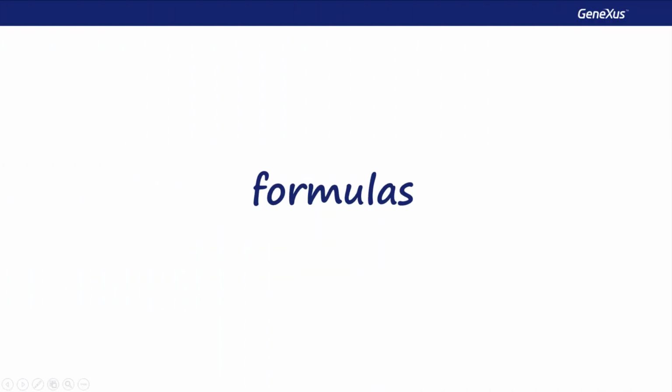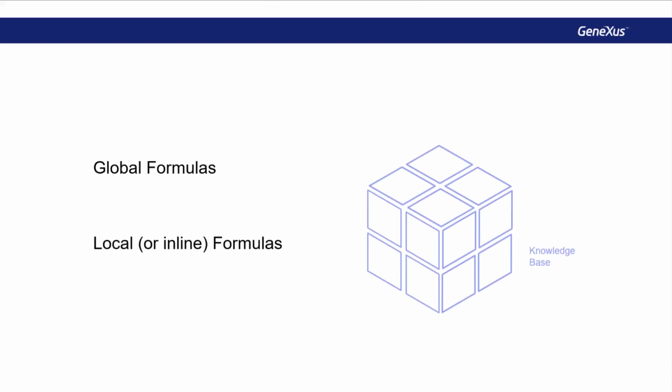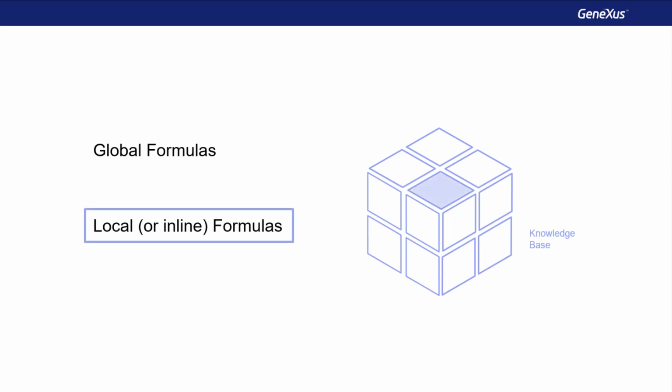There are times when we need the application to solve a calculation involving values from certain attributes, constants, and/or functions. For these cases, Genexus provides formulas. Formulas can be defined in two ways. Globally, the calculation will be available throughout the knowledge base, or also locally or inline. In this case, the calculation will be available only in the object in which it has been defined.